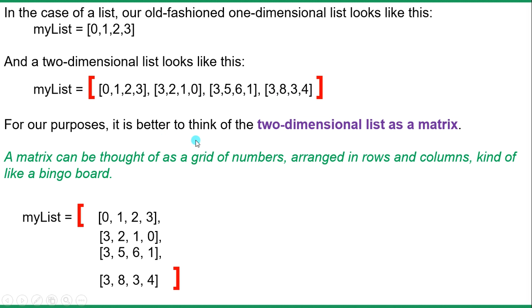For our purposes, it is better to think of the two-dimensional list as a matrix. So if you consider this two-dimensional list that I'm showing you here, we can think of it as a matrix. See here, this is how we can arrange the data, or show the data in the form of a matrix. So what is a matrix? A matrix is nothing but a grid of numbers arranged in the form of rows and columns, like a bingo board.